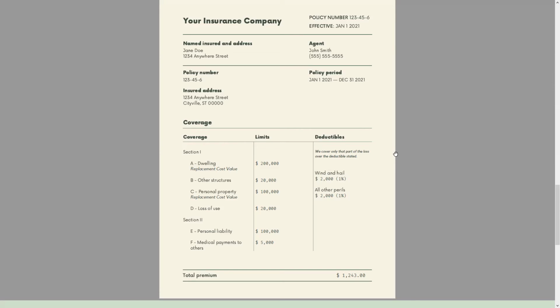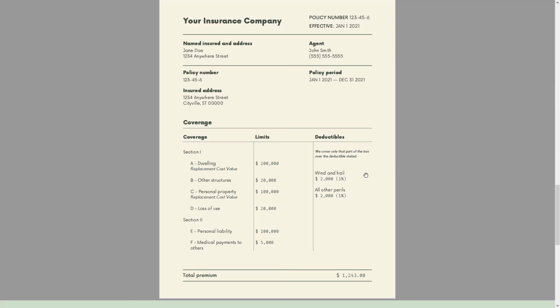This is your out-of-pocket expense, so what you'll pay for any damages before your insurance covers the rest of the financial cost of your claim. For example, if your home sustains $15,000 in damage and you have a $2,000 deductible, your company should pay out $13,000 for the claim. One way to lower your premium is to raise your deductible.